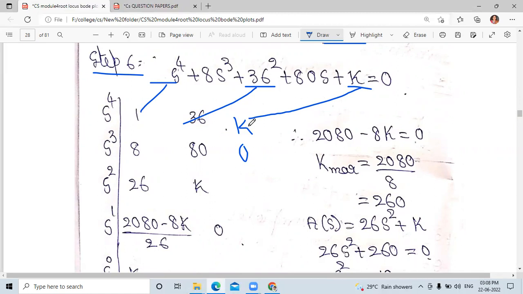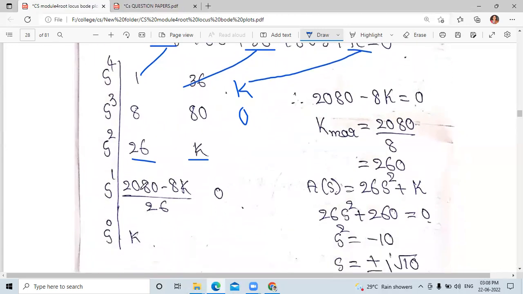Next, 36 k you need to write. Next, 8 into 36 minus 80 into 1, divided by 8. So you'll get the answer 26. Then 8 into k minus 0 into 1, divided by 8. So 8 will get cancelled and you will get k. Next, 26 into 80 minus 8 into k, divided by 26.